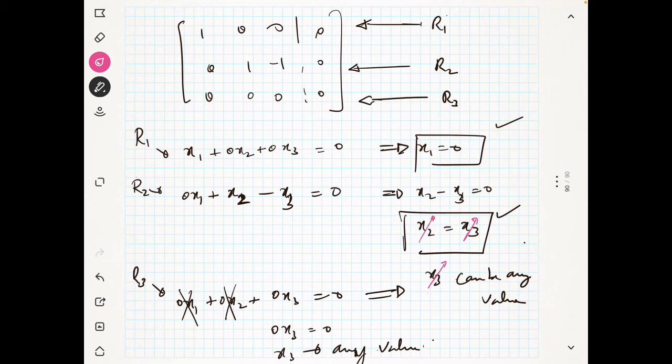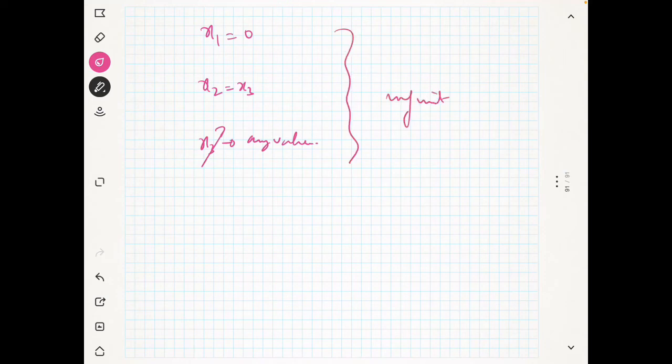That means that you will get x1 equal to 0, x2 equal to x3, and x3 can be any value. Suppose x3 is equal to 1 is a solution, x3 is equal to 2 is also a solution, x3 is equal to 3 is also a solution, like this. So you will get x1 equal to 0, x2 equal to x3, and x3 can be any value. Okay, that means that you will get infinite number of solutions here, right?